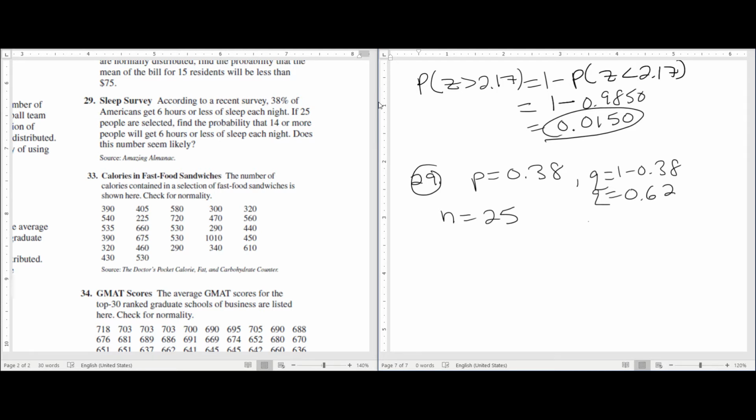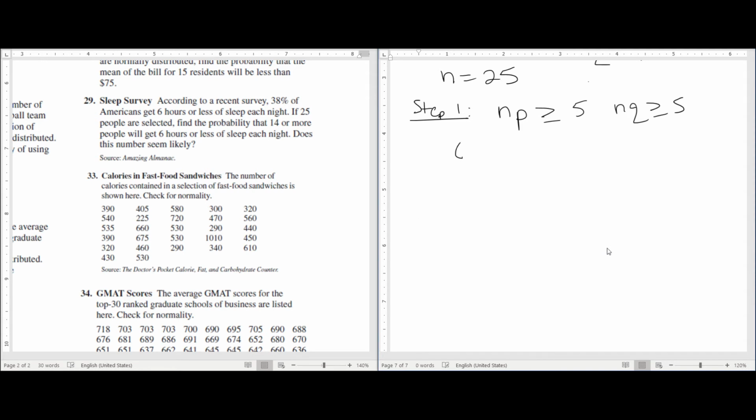Remember that one of the first things that we do is determine if we can use the normal approximation. So we're going to see if we can do the normal approximation here. This is a normal approximation problem. So np has to be greater than or equal to 5, and nq has to be greater than or equal to 5.